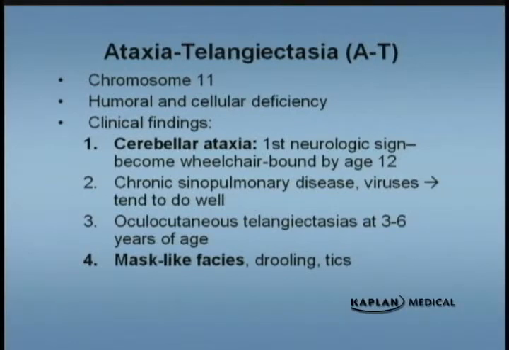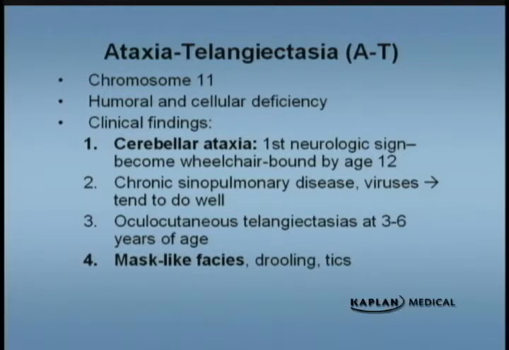Ataxia telangiectasia, pretty self-explanatory term. Too bad not all diseases are named that way. It's on chromosome 11, and it's a humoral and cellular deficiency. These patients, one of the first neurologic findings will be a cerebellar ataxia. So look for patients that are having a strange walk or they're starting to fall and get clumsy. And usually by the time they're 12 years of age, they will be wheelchair bound.